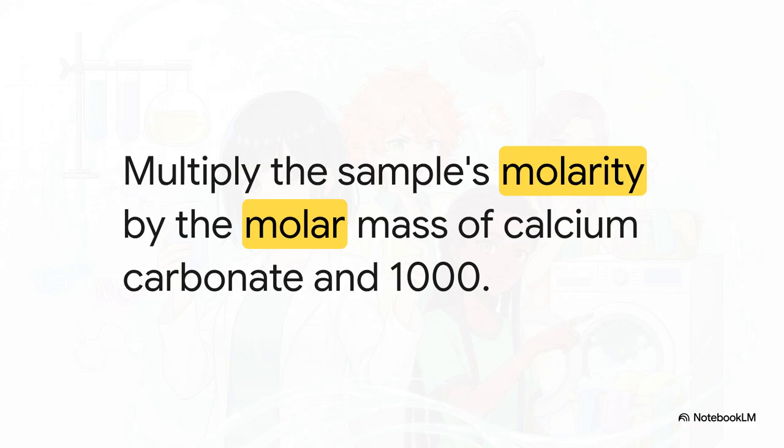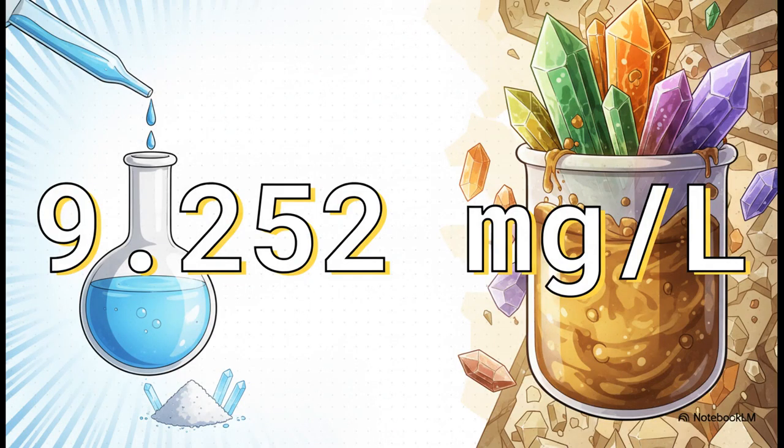The conversion formula is pretty straightforward. We take the molarity of our sample, multiply it by the molar mass of calcium carbonate, which is conveniently rounded to 100, and then multiply by 1,000 to convert grams into milligrams. This gives us our final standardized number. Plug those numbers in, and here's our final calculated result for the RO water. 9.252 milligrams per liter, or roughly 9.2 parts per million.